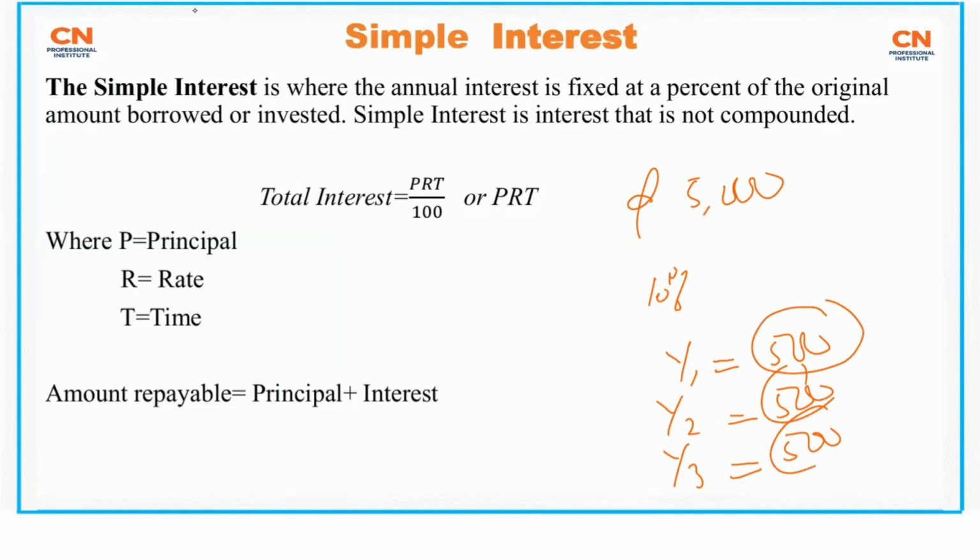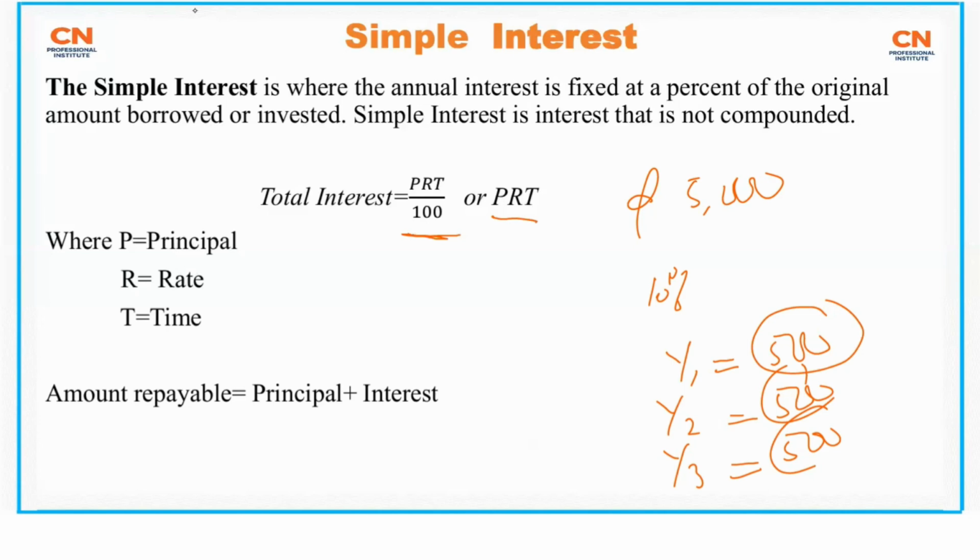Now, how do we compute simple interest? This is a formula we use, and I'm sure you are familiar with it, maybe from your senior high or wherever. Interest is principal times time times rate, or principal times rate times time, all divided by 100. Or interest is what? Principal, rate, and time. And both formulas are the same.